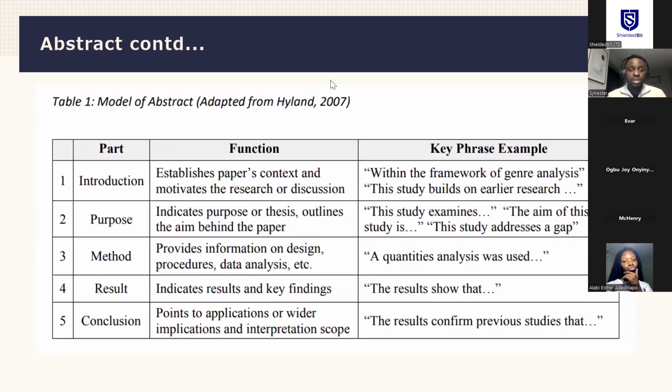Immediately following the abstract, okay, let me give you a quick picture. I talked about your abstract having different elements of all your work.